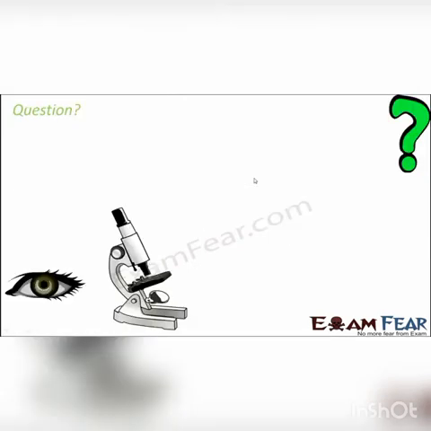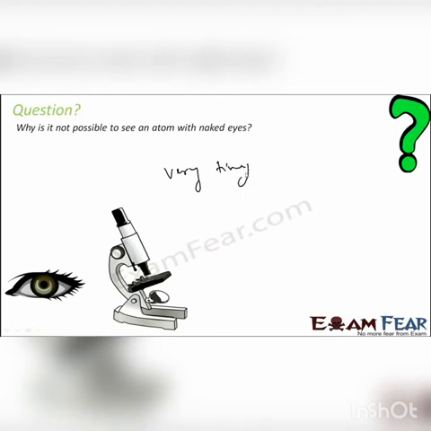Let's take some questions here. Why is it not possible to see an atom with the naked eye? These atoms are very small, very tiny actually, and they are measured in nanometers, 10 to the power minus 9 meter. They are so small that you can't see them with the naked eye.